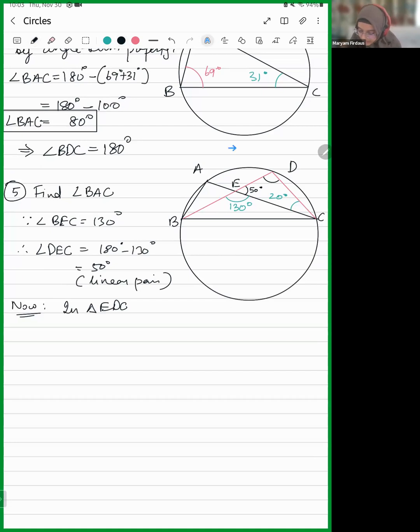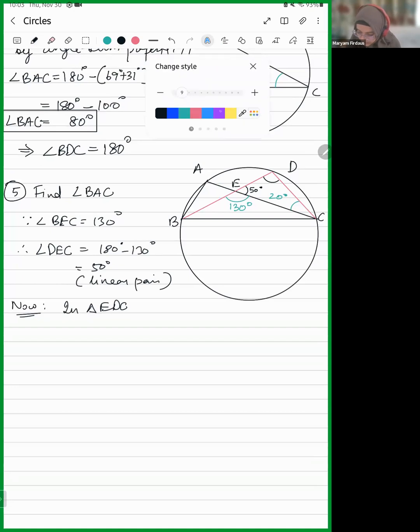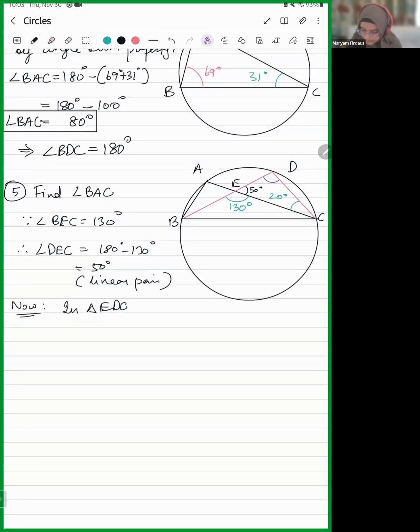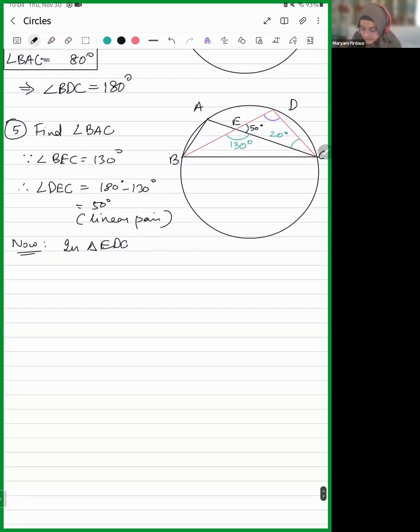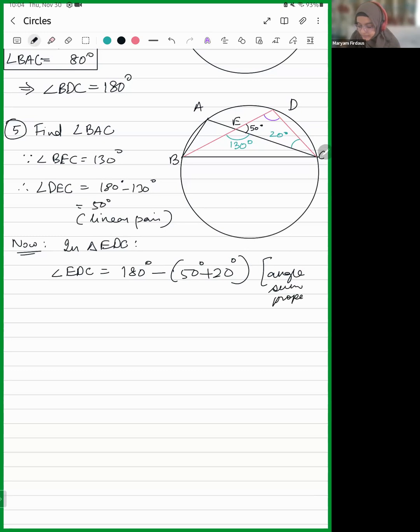Which one is angle D? It is this purple angle, okay? The purple angle is angle EDC. So in triangle EDC, angle EDC is equal to 180 minus (50 plus 20), right? By angle sum property.